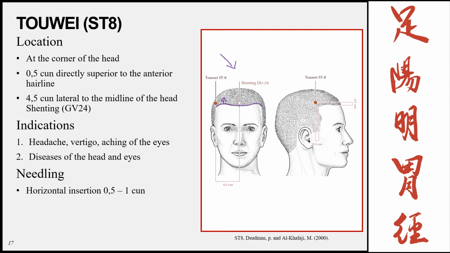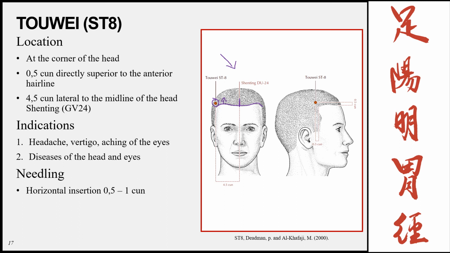So we'd be 4.5 sun directly lateral to du 24. And that would put us in this region over here. So this point can be used for headache, vertigo, aching of the eyes, and other diseases of the head and eyes. Our insertion is a horizontal insertion, 0.5 to 1 sun.